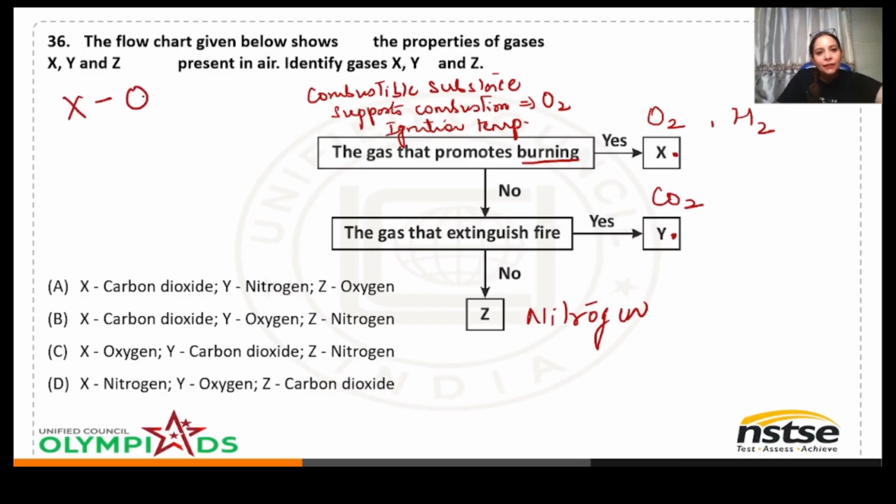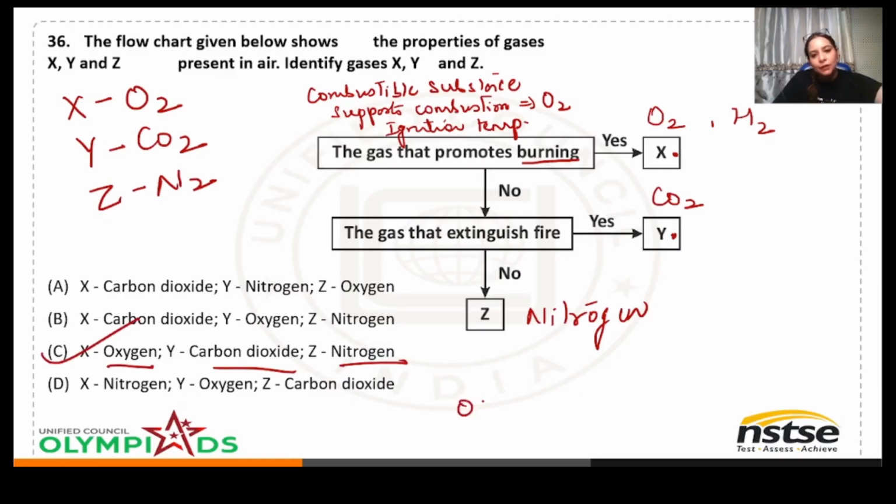So X is identified as oxygen, Y as CO2 and Z as nitrogen gas. So that means the option which shows oxygen, carbon dioxide, nitrogen would be right. So here in this question, which option is correct? Option C is the correct option.